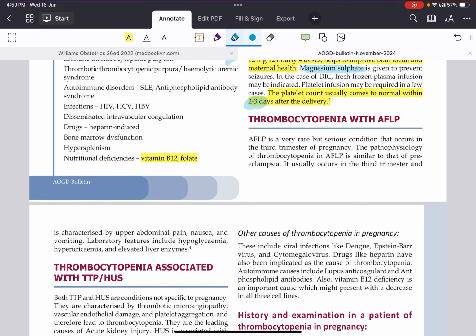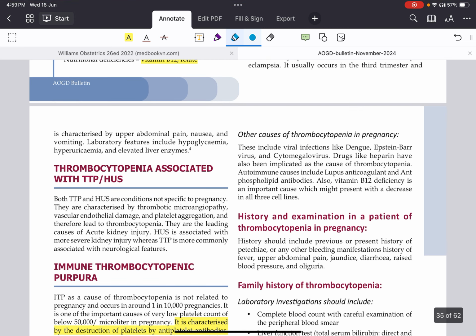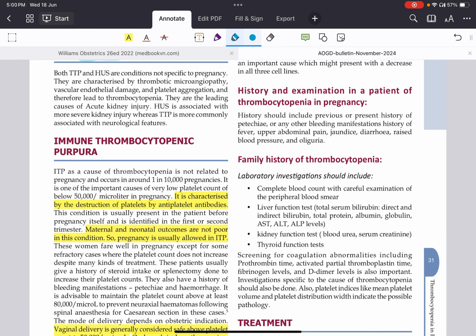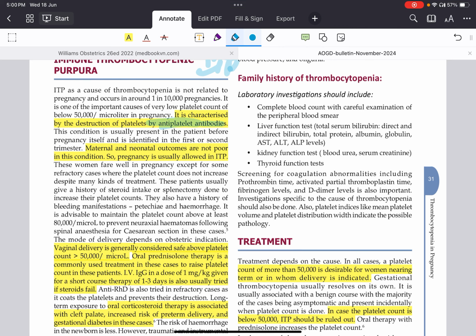Within 2 to 3 days after delivery, the platelets become normal. Thrombocytopenia is seen with AFLP. Thrombocytopenia is seen with TTP and HUS. ITP. Thrombocytopenia is seen with ITP because anti-platelet antibodies are seen in them.